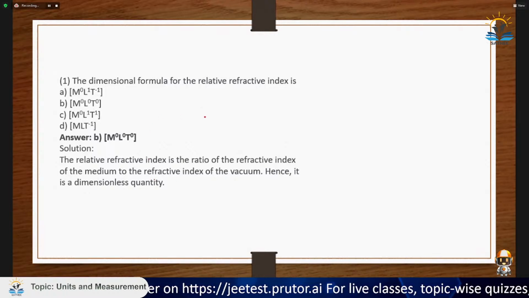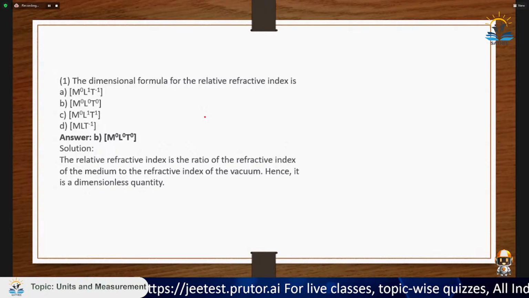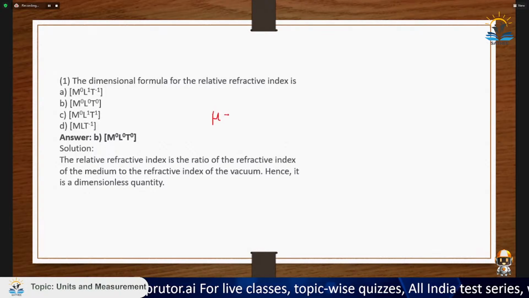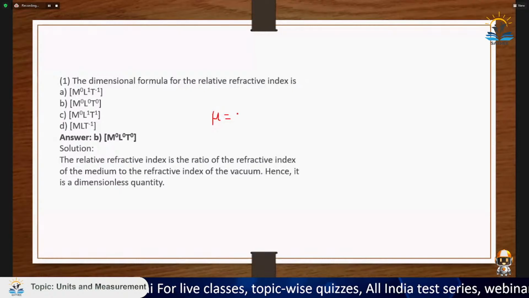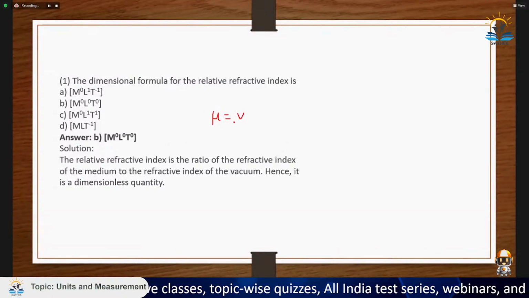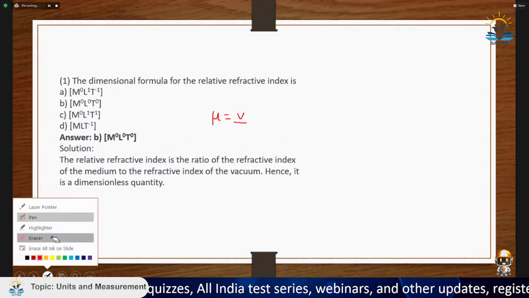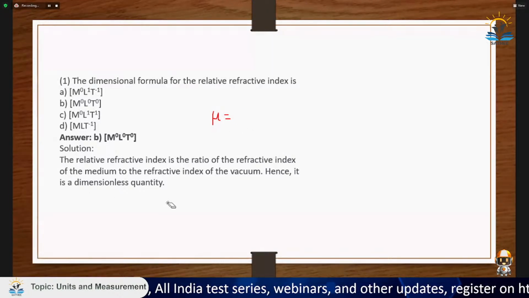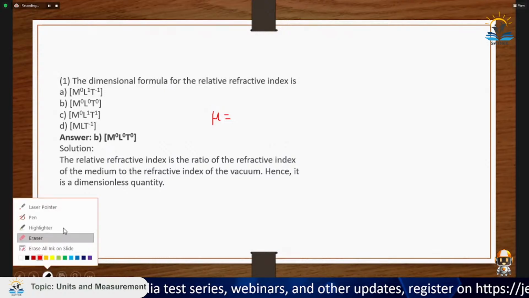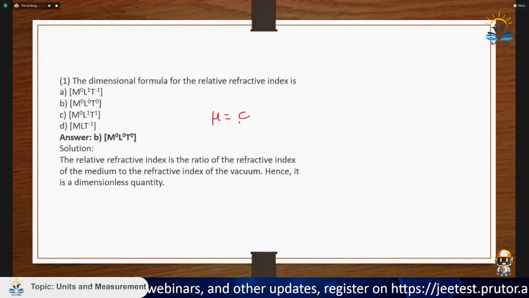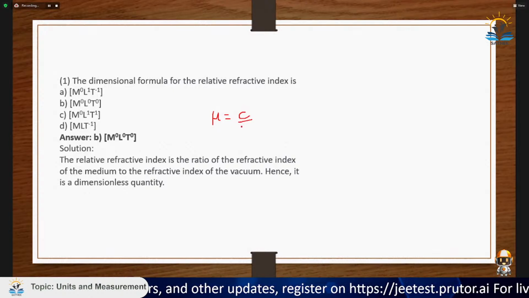Okay, so we know that the formula for refractive index is represented by mu. So mu is equal to velocity of light in air upon velocity in your medium. So basically this is represented by c upon v. So it would be c, which is speed of light in air, divided by speed of light in the medium.